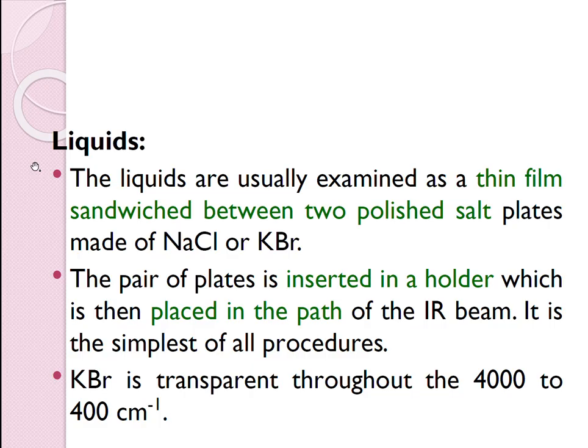The liquids are usually examined as a thin film sandwiched between two polished salt plates made of NaCl or potassium bromide. The pair of plates is inserted in a holder, which is then placed in the path of the IR beam. It is the simplest of all procedures. KBr is transparent throughout the 4000 to 400 per centimeter. This is the basic range of IR spectrometry. That's why KBr, potassium bromide, is used.